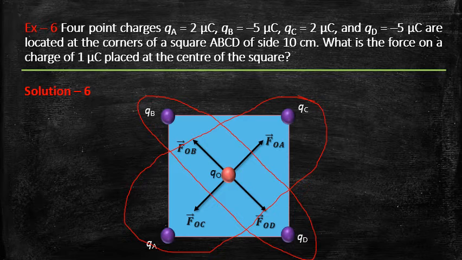So in the exam, when you are writing the solution, you should first explain what FOA is, just mention the magnitude, that FOA is equal to FOC is equal to K into 2 microcoulomb into 1 microcoulomb by distance square. Let it be result 1. Then explain that these two are equal and opposite, so the resultant of the two is 0. Then similarly write the magnitude of FOB and FOD, it is K into 5 microcoulomb into 1 microcoulomb by distance square, and then explain that these two are also equal and opposite, so the resultant force is 0.